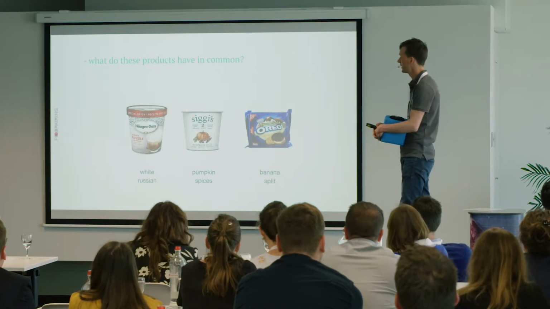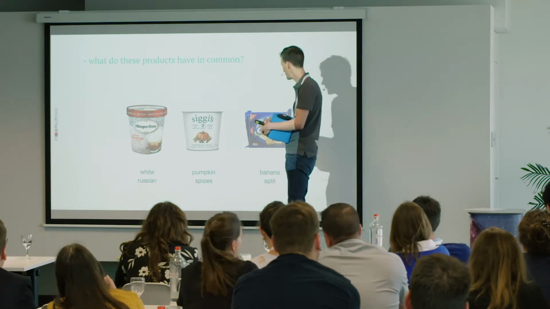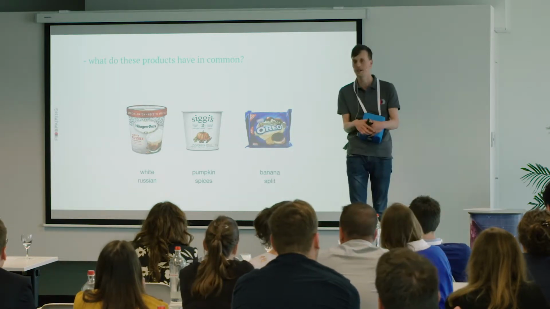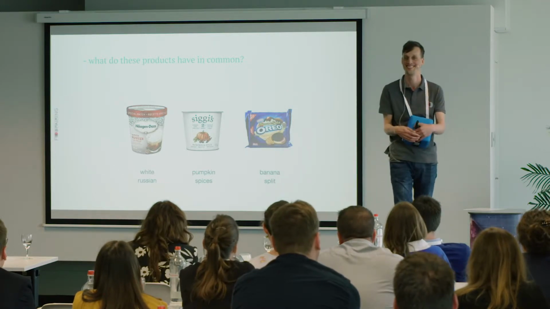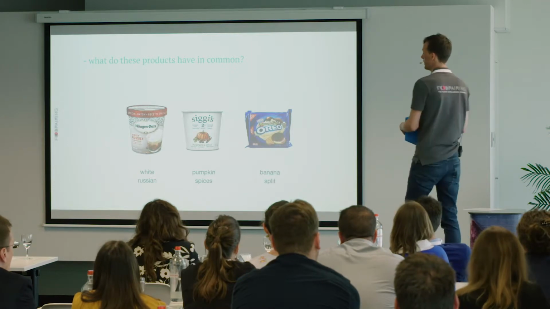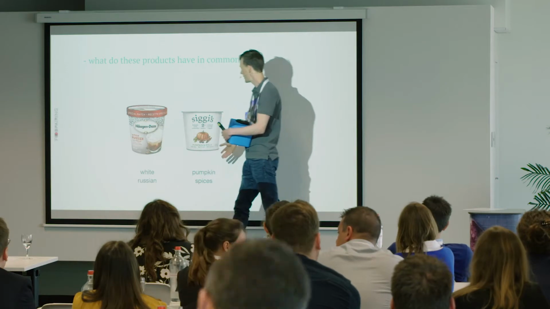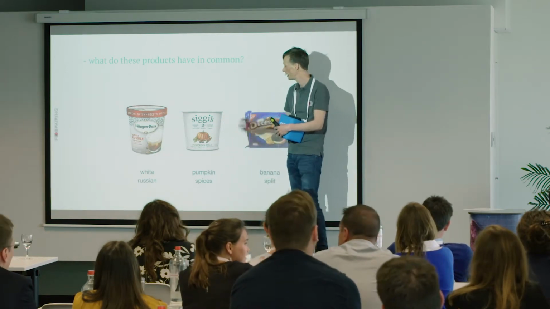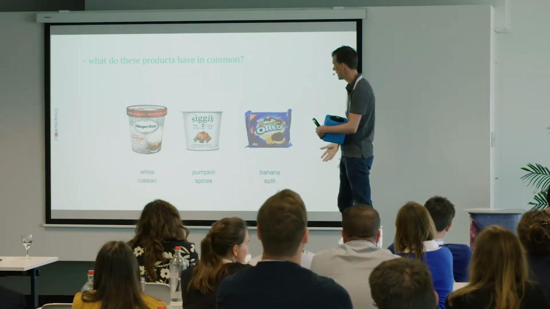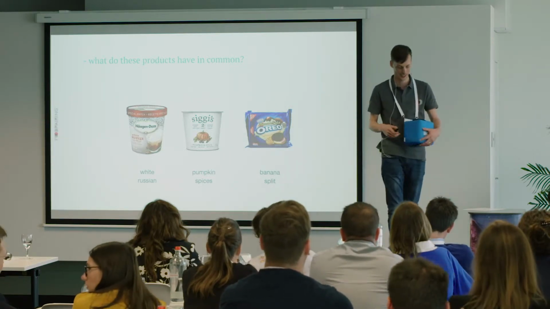The next one. So we have a white Russian ice cream, we have a yogurt with pumpkin spices, and we have an Oreo with banana split. Yeah, this is inspired in tradition. So it's from the cocktail world. You apply it into an ice cream. Pumpkin spices are known within pie. You apply it on a yogurt, and banana split is a known dessert, but you apply it on a cookie.